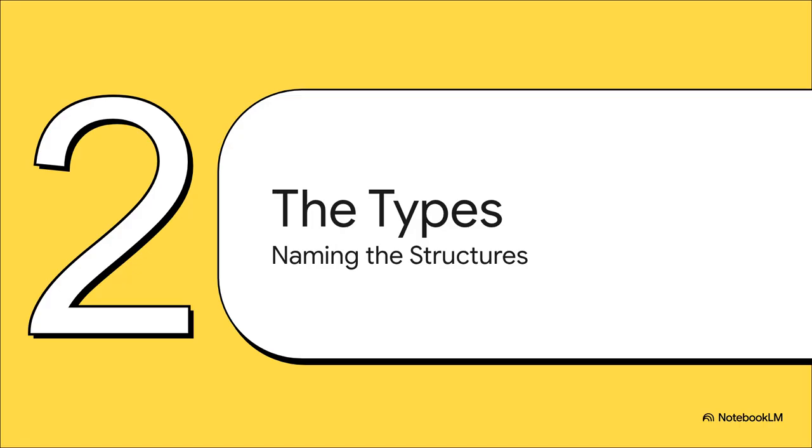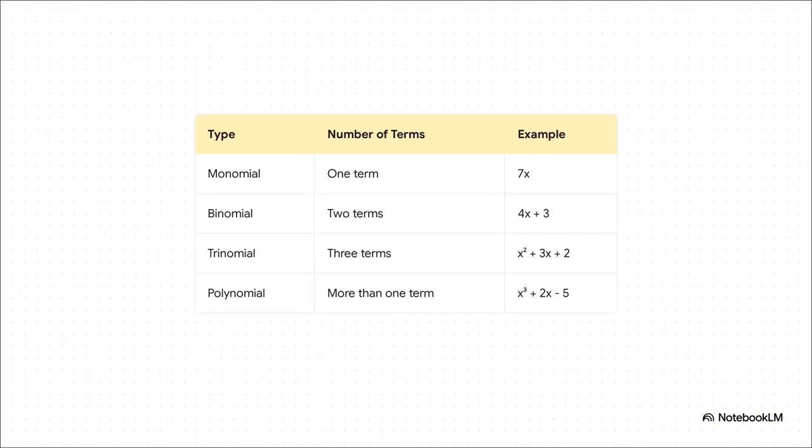Okay, so now that we know what terms are, let's look at how we classify expressions based on how many terms they have. It's kind of like learning the difference between a single word, a phrase, and a full sentence. The names really give the game away here. Mono means one, so an expression with just one term, that's a monomial. Bi, like bicycle, means 2, so an expression with 2 terms is a binomial. And tri, like triangle, means 3, so an expression with 3 terms is a trinomial. Simple, right? And pretty much any expression with more than one term can just be called a polynomial.